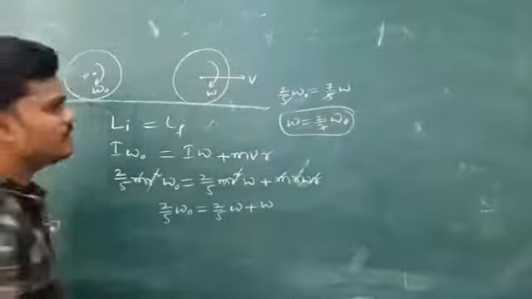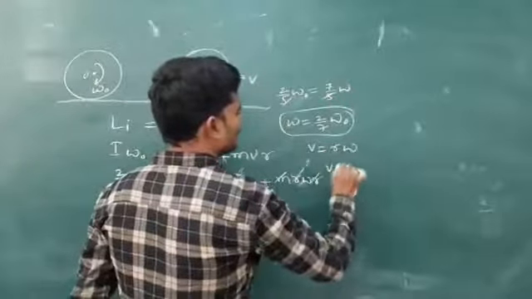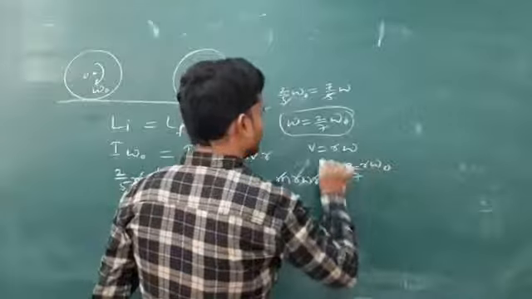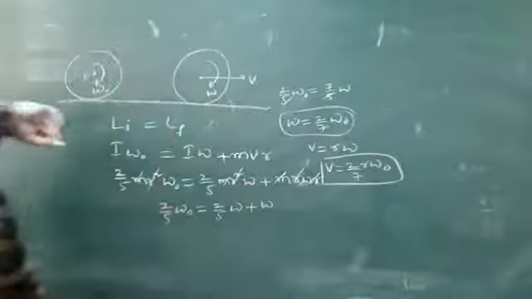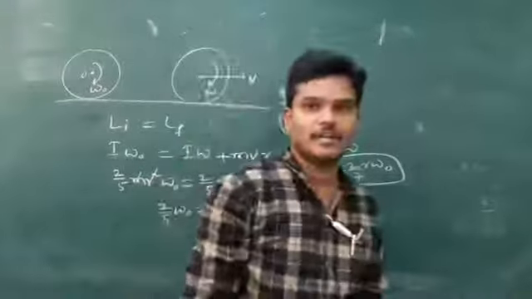So I got angular speed. If they ask to find v, linear speed, v is equal to r omega. So 2 by 7 r omega naught. Okay, this is actually combination, rotational translational. So 2 by 7 r omega naught.